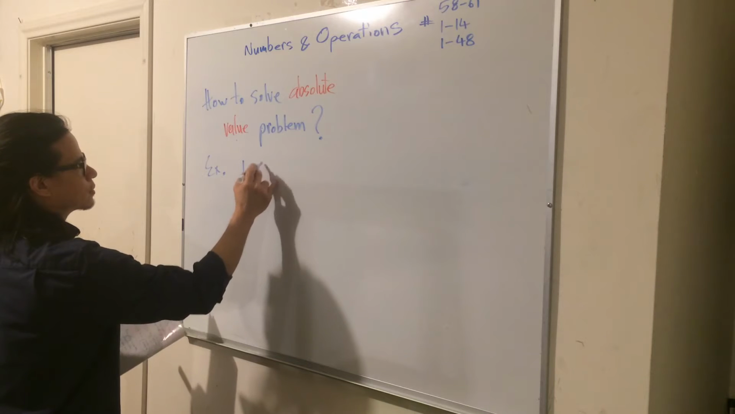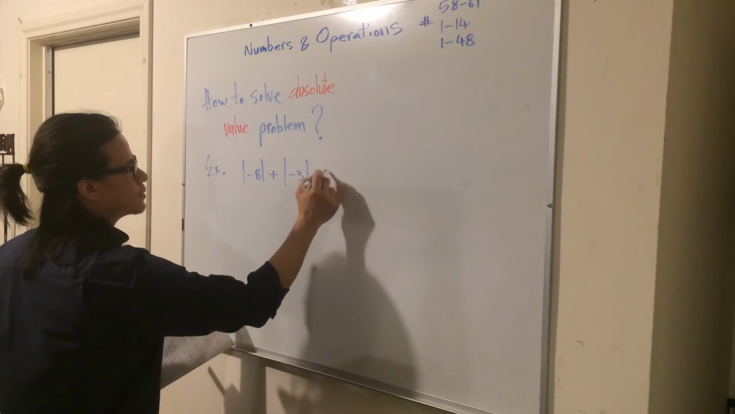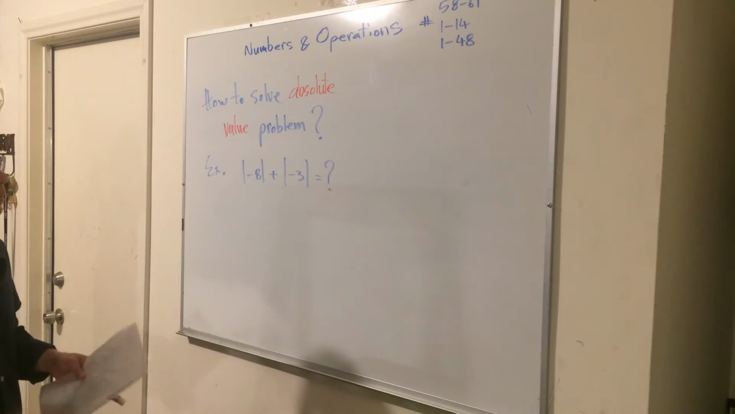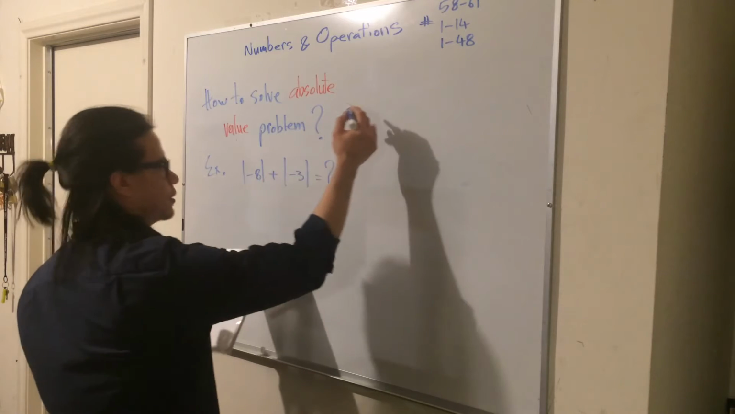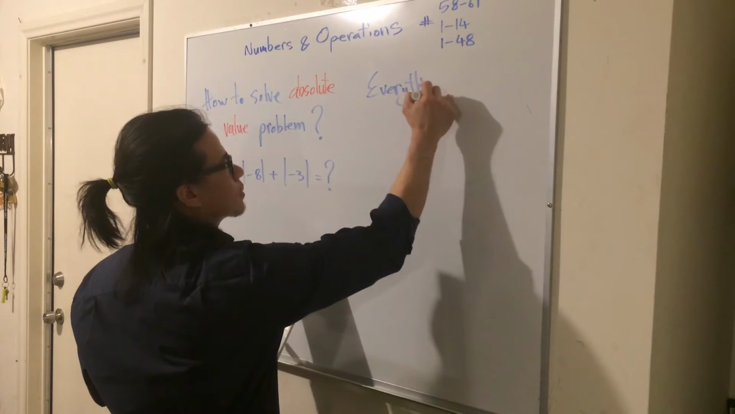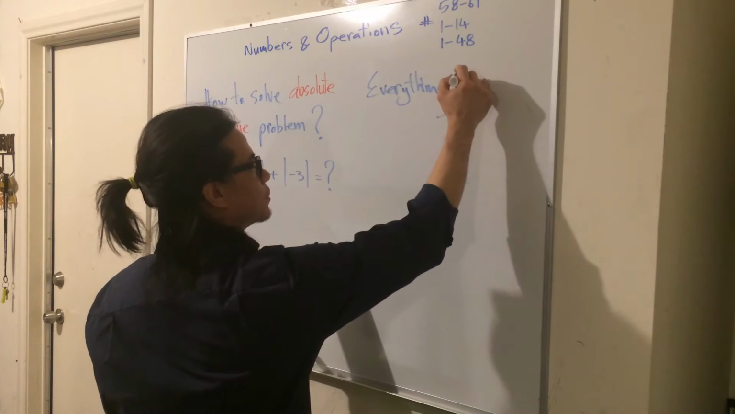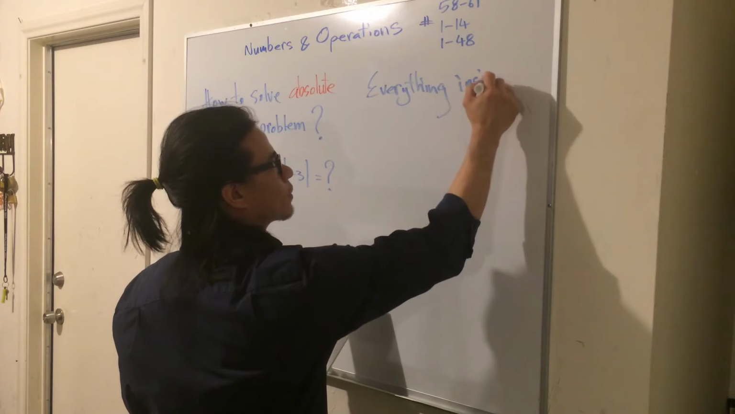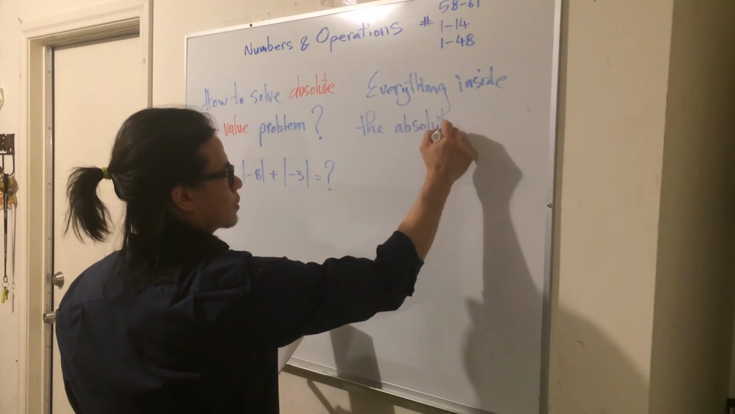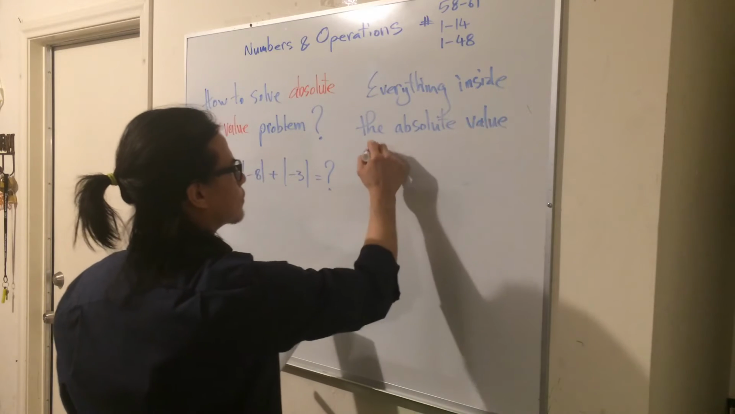Let's say -8 inside an absolute value plus -3 inside of absolute value. Okay? So, I'll give you one fact here to go off of. Everything inside of the absolute value becomes positive. So you can say everything inside the absolute value becomes positive.